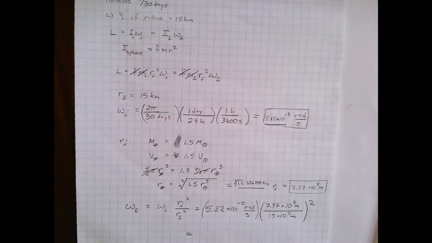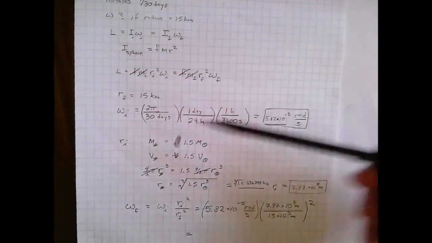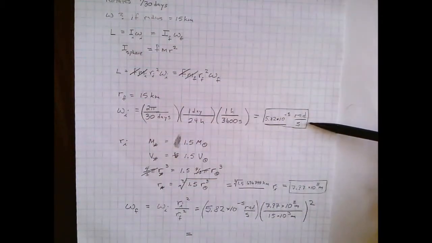And up here, I just went through and put this in my calculator to get the rotation of this star when it's a star. This is the initial angular velocity, and it's 5.82 times 10 to the negative 5th radians per second. So it's a very small number of radians per second. And remember, it was one revolution in 30 days.